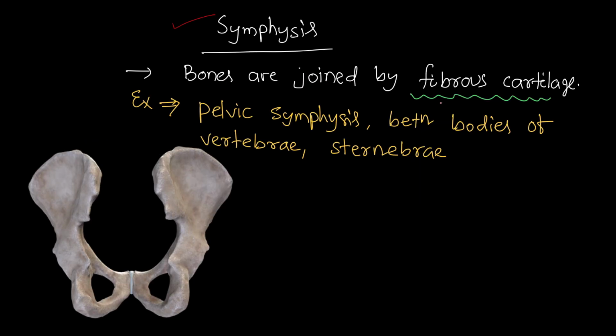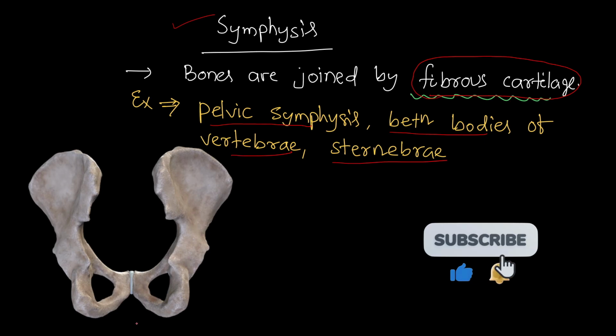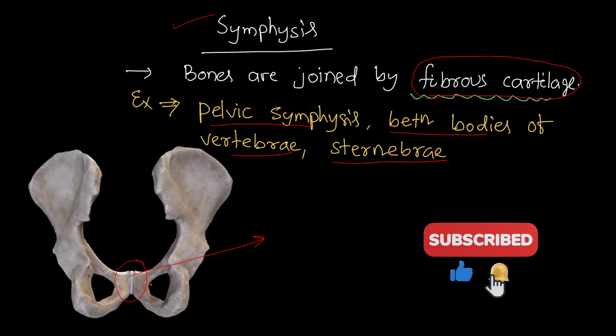Symphysis: bones are joined by fibrocartilage. Between the two bones you will find fibrocartilage, not hyaline. Example, the pelvic symphysis, and between the bodies of the vertebrae, and the sternum. So, in this diagram you can see this is the fibrocartilage, and this joint is the pelvic symphysis.